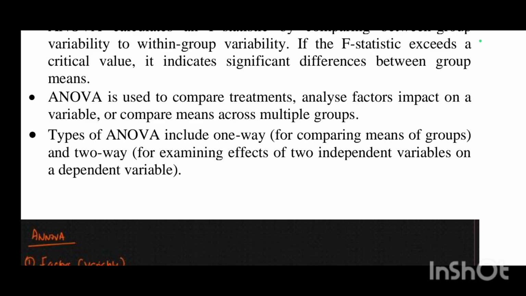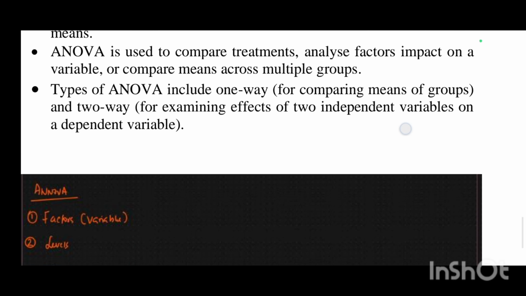Types of ANOVA: there are only two types of ANOVA. One is ANOVA one-way classification and the other is ANOVA two-way classification. One-way is for comparing means of groups, and two-way classification is for examining effects of two different variables on a dependent variable.